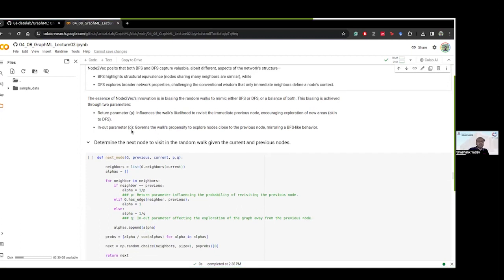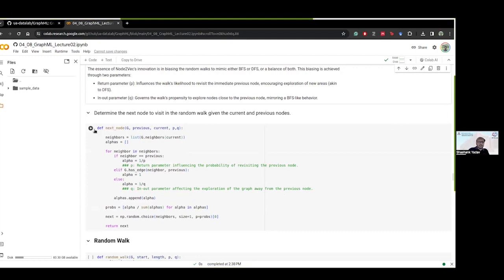And for BFS and DFS, it defines two parameters, P and Q, which influence whether, if you are at a node, you would like to go back to the previous node or explore new areas. This is defined with parameter P, and parameter Q defines whether, at a node, you would like to do a BFS or a DFS. So if I have to say it again, P defines whether you would like to go back to your previous node or go to a different node which was not visited before. Parameter Q defines whether you want to do a BFS or a DFS.